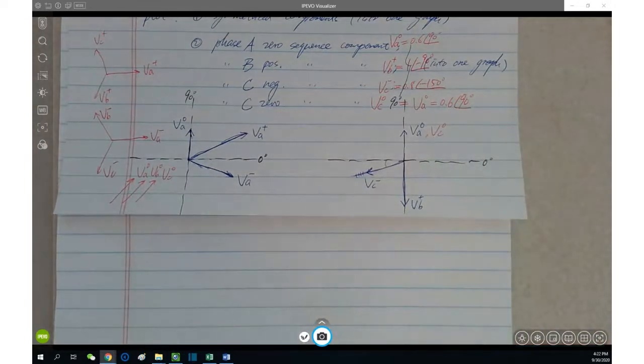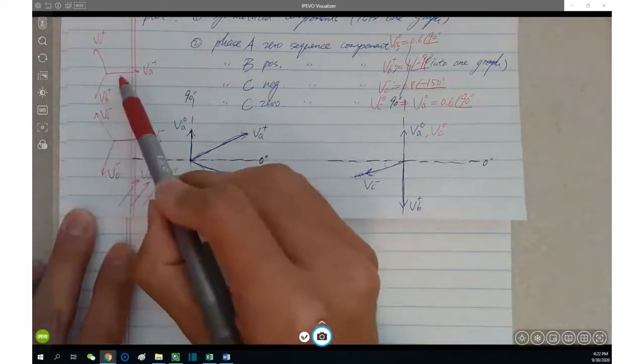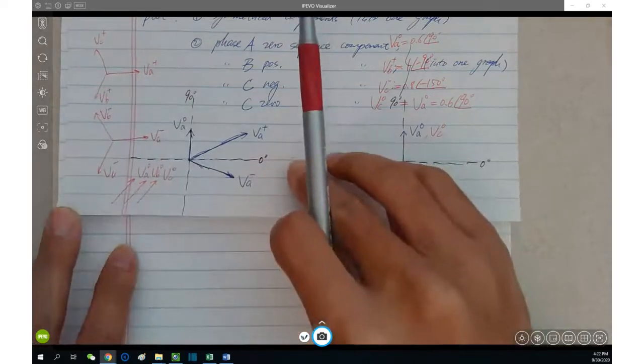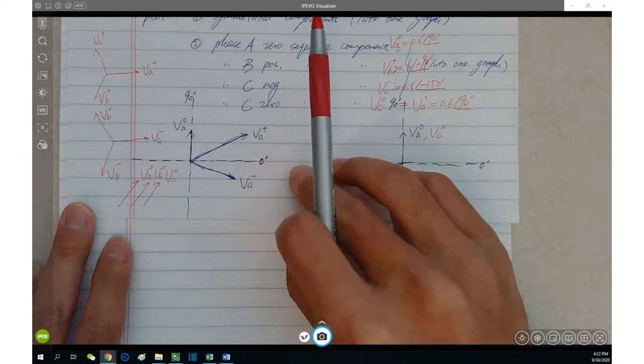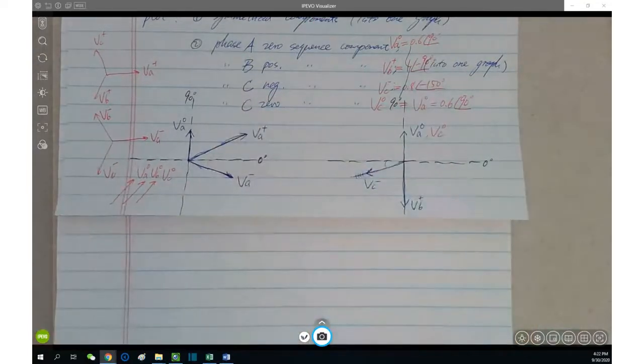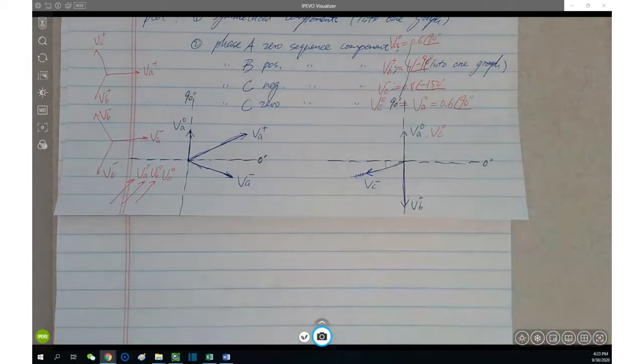Right. So for VB plus, how we got negative 90, that's because we subtracted obviously 120. Is it the same as saying plus 240? VA plus 240 degrees. Yes, that's equivalent. And then from the phasor diagram, if you plot that one, it should be the same as well.